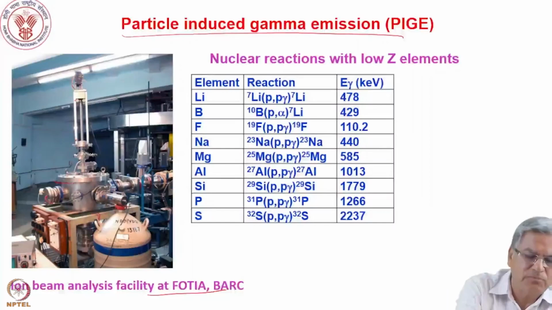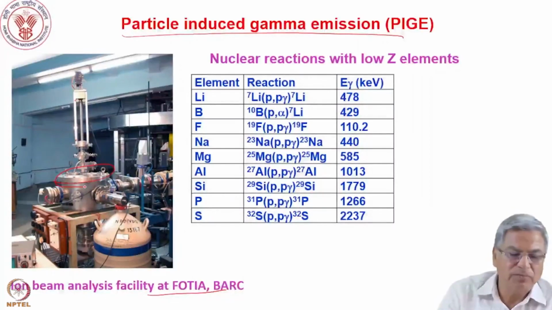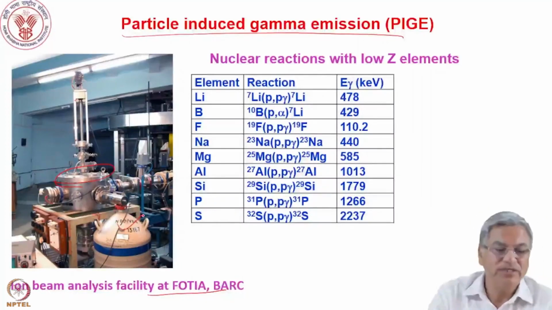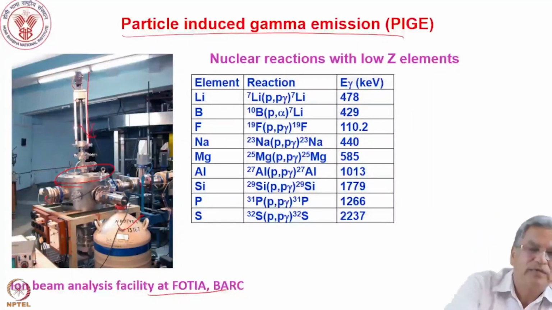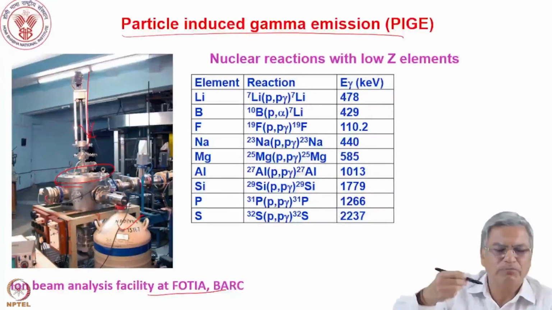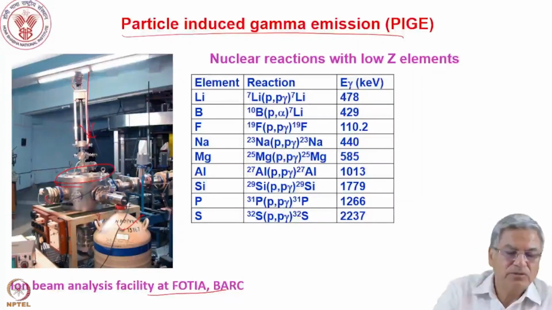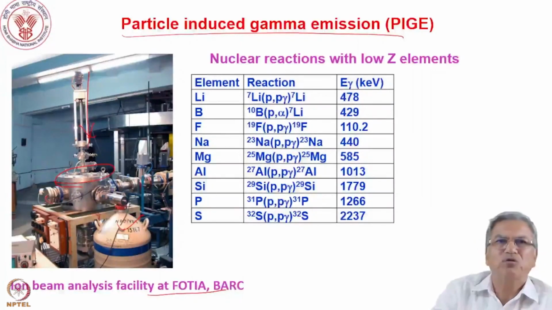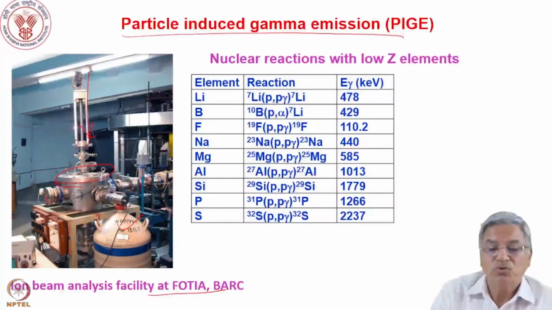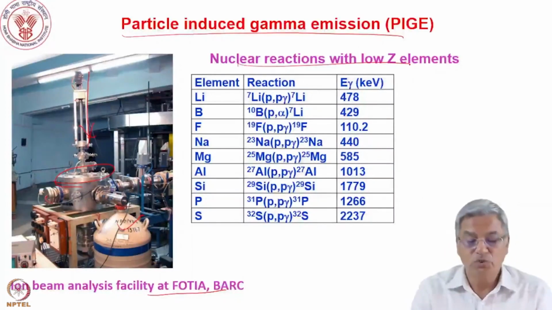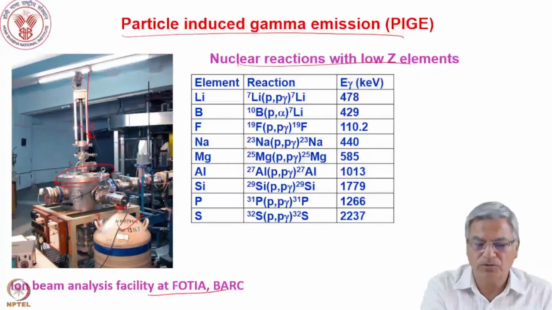We have a 50 centimeter scattering chamber here, and for particle-induced gamma rays, you have an HPGe detector at 90 degrees, and you have the target ladder. You can bring different targets into the position of the beam by raising and lowering this target holder. The chamber is under vacuum, because, suppose you are doing RBS, you are determining the charged particles. So there are different nuclear reactions with low Z elements induced mostly by protons, but there can be reactions by deuterons also.